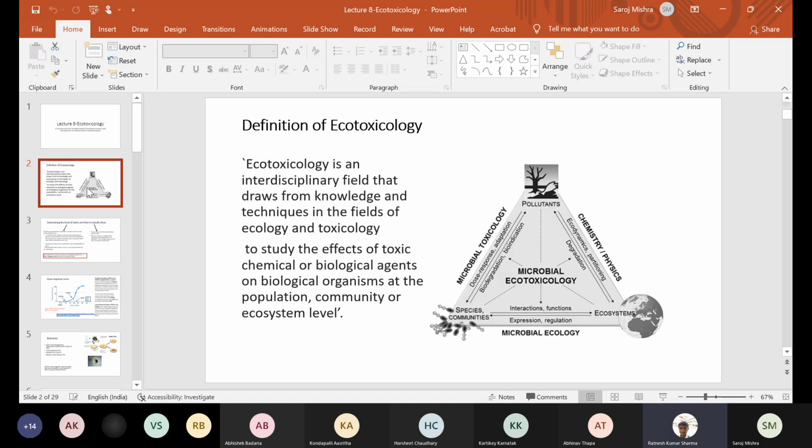So I had just explained what the meaning is, and here is a little bit of a description, that microbial ecotoxicology talks about the relationship of pollutants to a species community, and what is the relationship between the presence of a given pollutant and an ecological system. That is the field of microbial ecotoxicology.